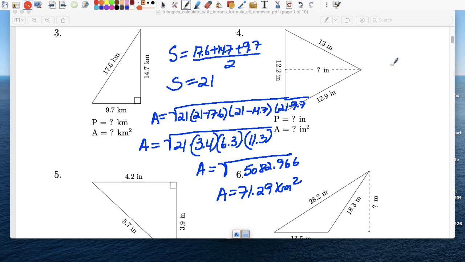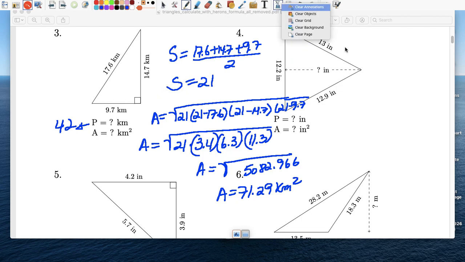Now that I have the area of the triangle, I can use it to find the height. Actually, I don't need the height in here for this one because I already have the height. The height's 14. So we're done. We're really done. And the perimeter, by the way, all the sides added together, was 42.